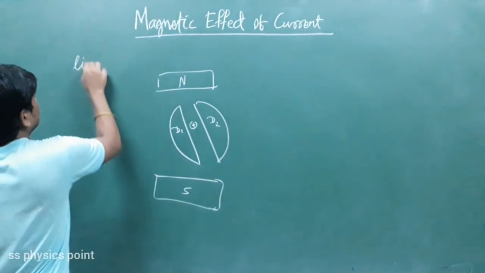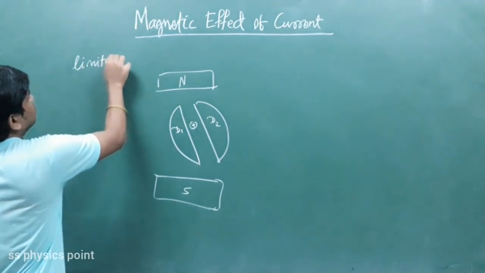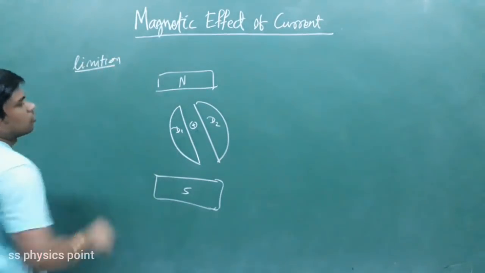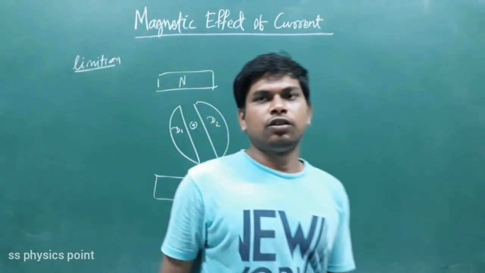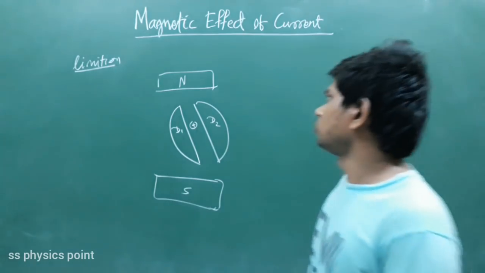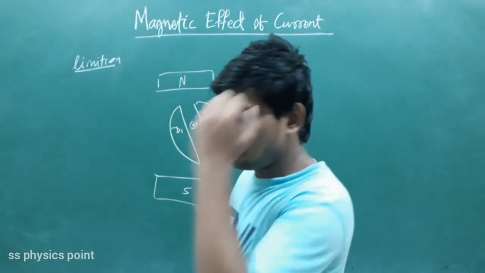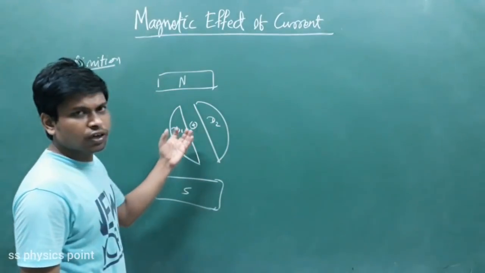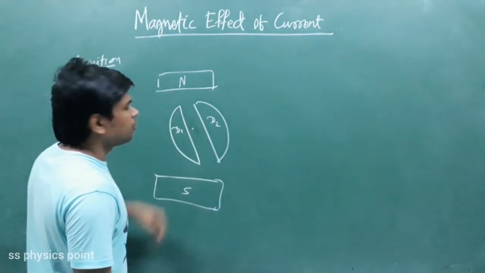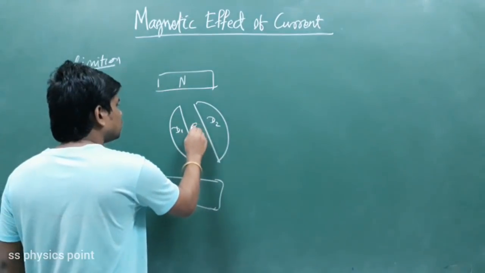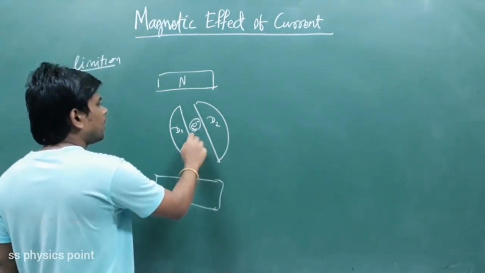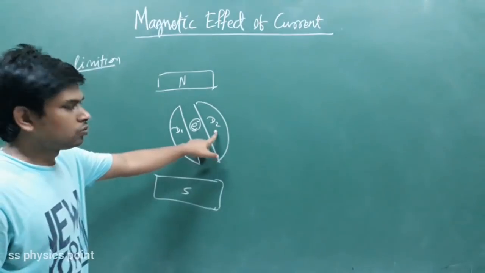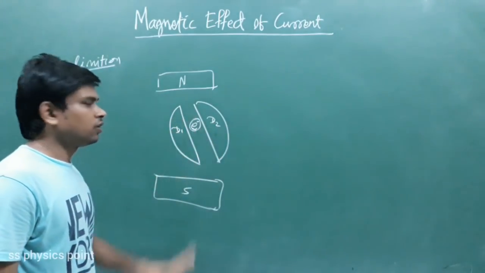So write the limitation of cyclotron. It may be asked as a short question: write the limitation of cyclotron. So what are the limitations of cyclotron? What happens if you are keeping an electron in between the gap? Suppose I am taking an electron in the gap between the two D's, I am keeping one electron between them.